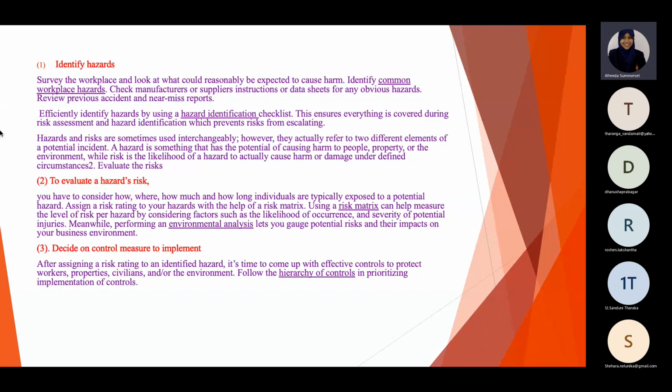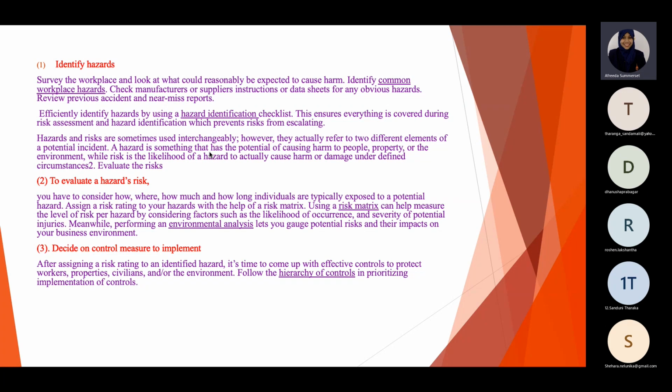So that's what they're saying. Hazards and risks are sometimes used interchangeably. However, they actually refer to two different elements of a potential incident. So a hazard is something that has the potential of causing harm to people, to the property or the environment. Can you see, Taranga, what they say? This is exactly what I tried to explain. It has potential to cause harm to people, mentally or physically, or even to a property.